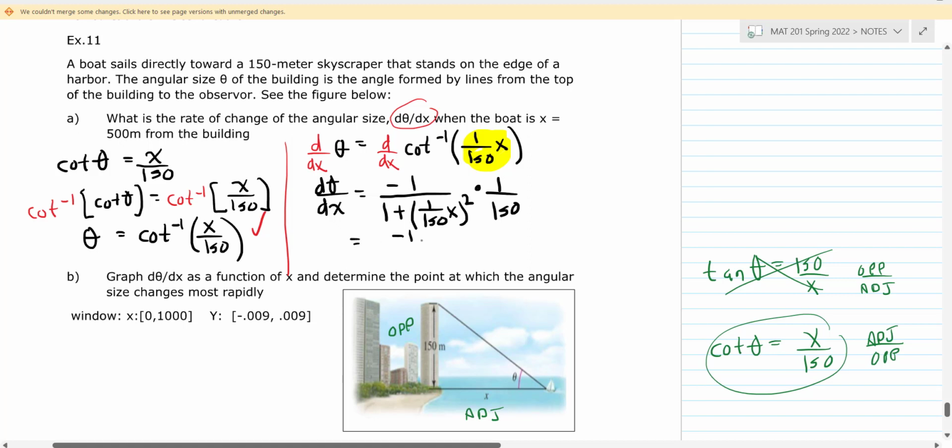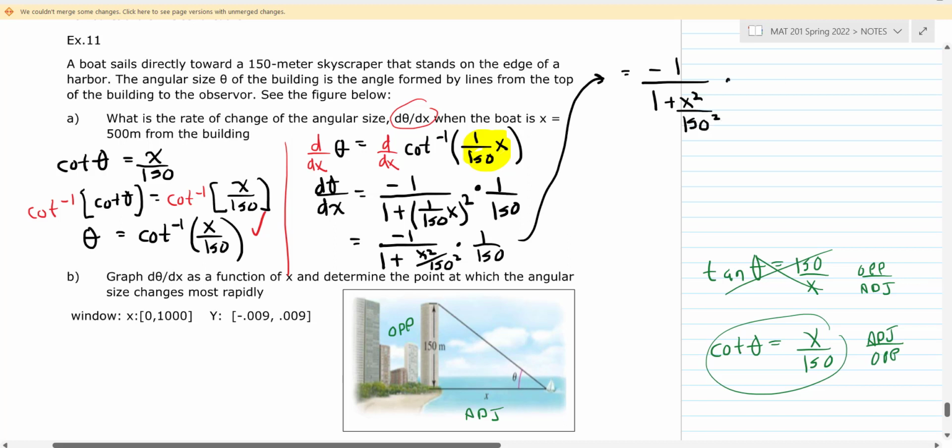So I've got negative 1 over 1 plus, and you would have to square the 150. So I'm just going to write this as x squared over 150 squared times 1 over 150, like that. Okay, now I'm going to do a little bit of algebra over here at the side. So I'm going to write this again as negative 1 over 1 plus x to the second over 150 to the second times 1 over 150.